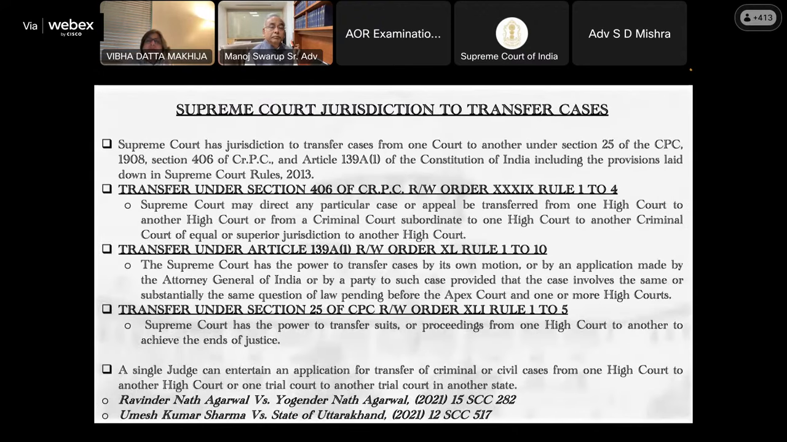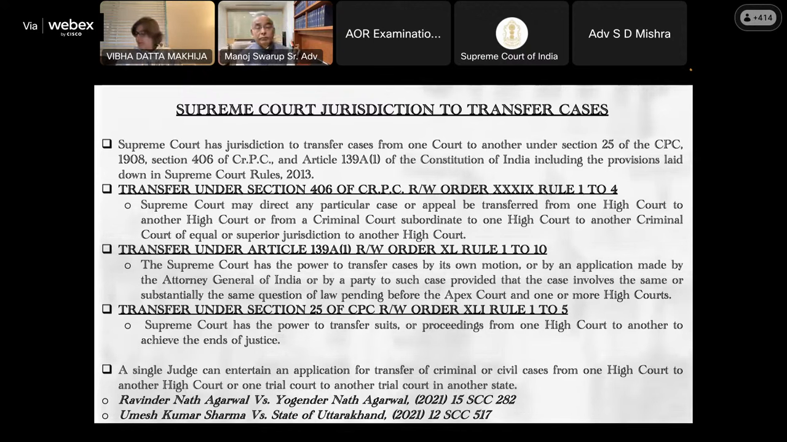Which is the transfer jurisdiction of the Supreme Court. So you have various provisions under which matters which are sub judice in lower courts can be petitioned to be transferred to the Supreme Court. So in certain peculiar circumstances, they can be asked to be transferred from one high court to the other high court, or it can be asked to be transferred to the Supreme Court. And the slide provides you the various jurisdictions which are there.